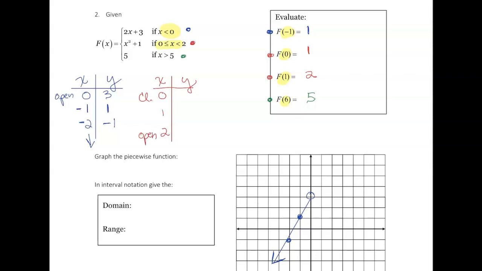Let's plug it in. If I plug in 0 in x squared plus 1, I get a 1. If I plug in 1, I get a 2. If I plug in 2, I get a 5. 1, 2, 5 are my numbers. Let's plot those in red. So here I go, 0 and 1, closed circle, 1 and 2, and then 2 and 5, 1, 2, 3, 4, 5, open circle.